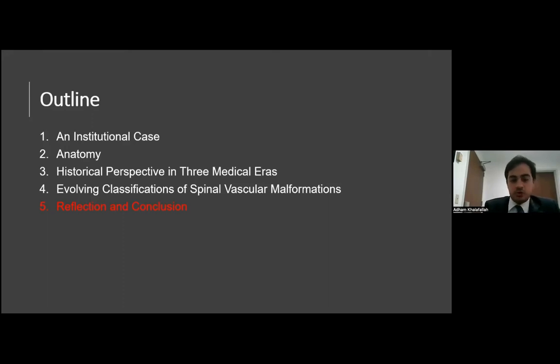Lastly, I'm going to do some reflection and conclusion on what I've been talking about in terms of the case that I described early on and what we witnessed in the case, and then what would be the next steps moving forward, and what I learned from my case at the Jackson Memorial during my 4-month rotation.